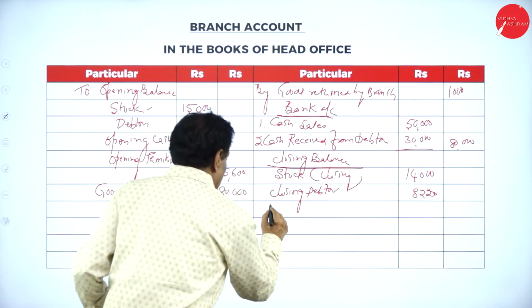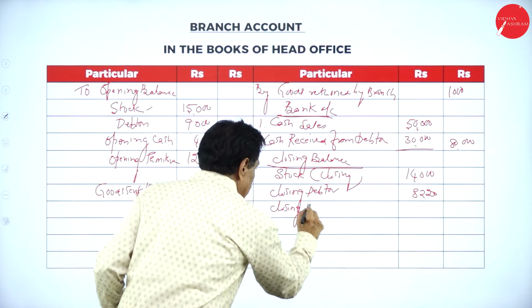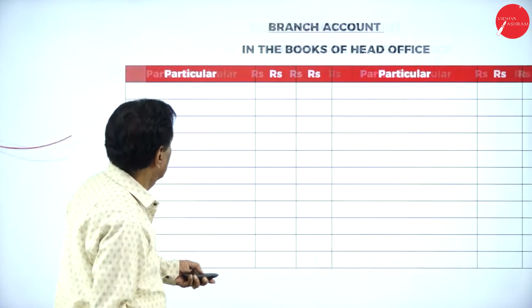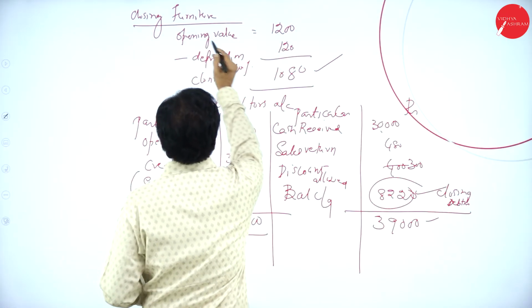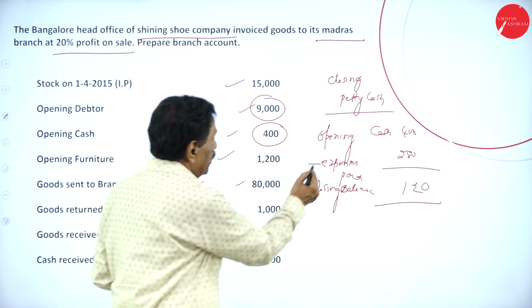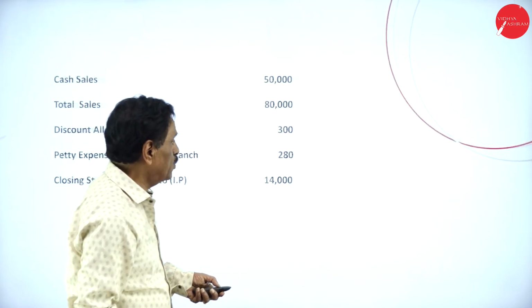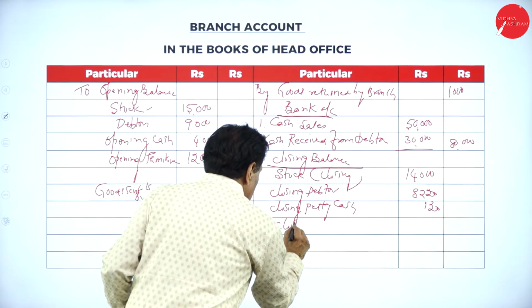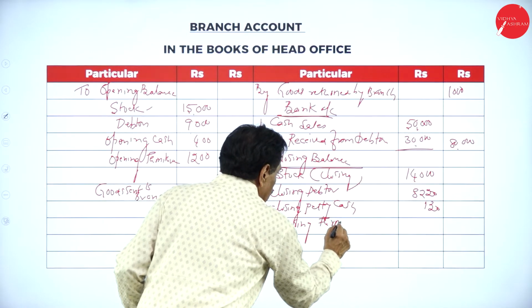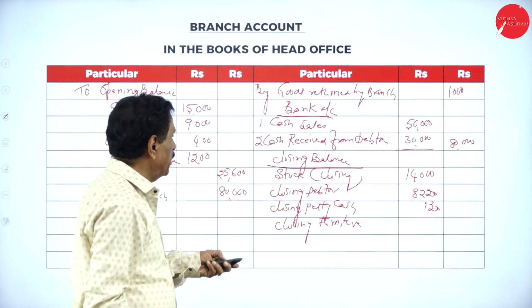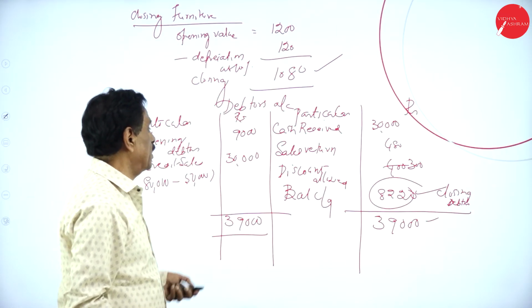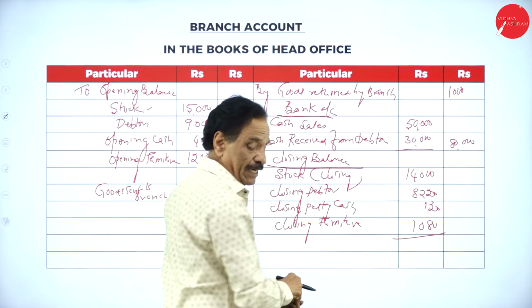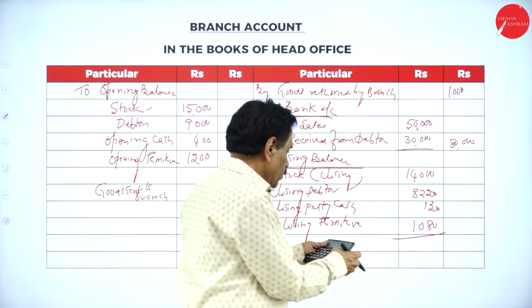Then closing petty cash. How much opening value? Furniture 1,080. How much you receive? 400. How much spent? 280. It is 120. Closing furniture: opening value 1,200 less depreciation 120, 1,080. Add the figure. This is 14,000.